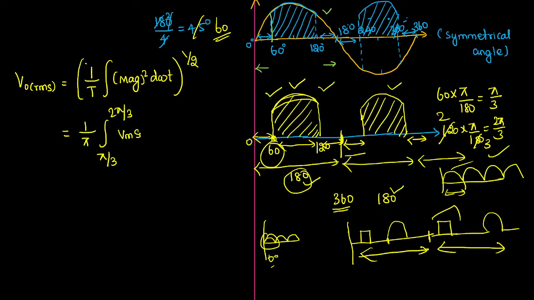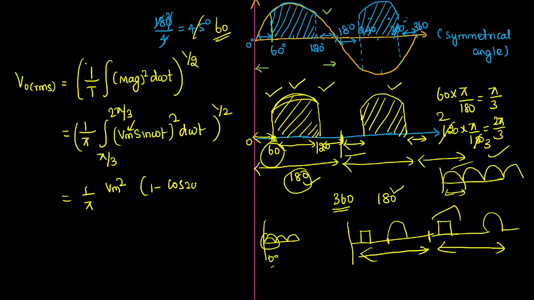Nature of the waveform is sinusoidal. Yes or no? We have injected sinusoidal only, but that waveform we are observing in the output side only from 60 to 120 degree, d omega t whole power 1 by 2. Okay, sir. So from here 1 by pi, if you square this it will become Vm square. You can take it out. Sin square omega t can be written as 1 minus cos 2 omega t divided by 2.